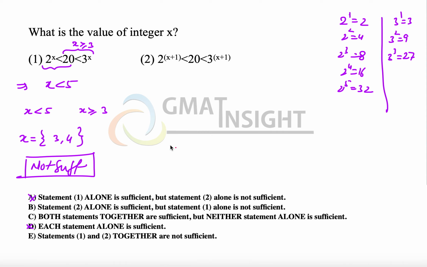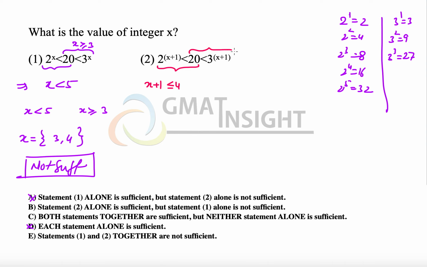Now let's look at the second statement. The second statement once again has to be looked at from the same perspective, except that x has been replaced by x plus 1 here. So we say once again the same thing, that looking at these two parts, x plus 1 definitely is less than or equal to 4 because it cannot exceed 4, it is definitely less than 5.